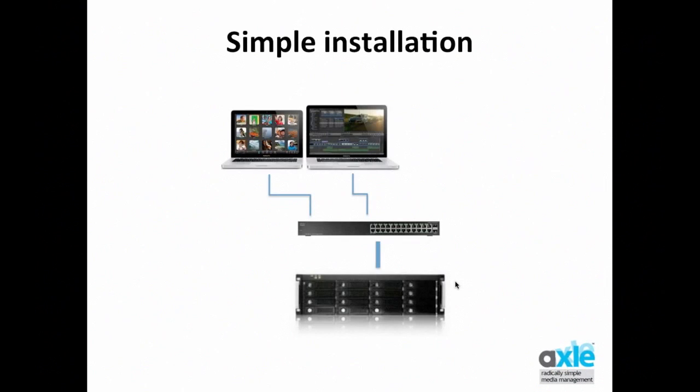Another really big difference between Axle and traditional asset management systems is the way you install it and use it. So traditionally, these systems have kind of sat between the editing workstations and the storage. Instead of just reading and writing to your storage and having your file system the way you know it, they set up this layer where you have to check things in. And then the asset management system worries about where it's stored.